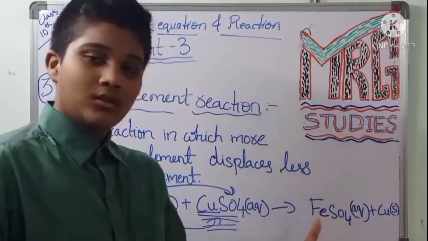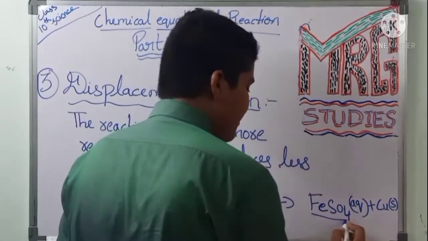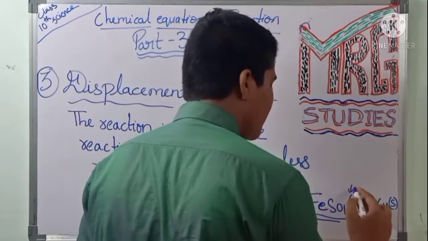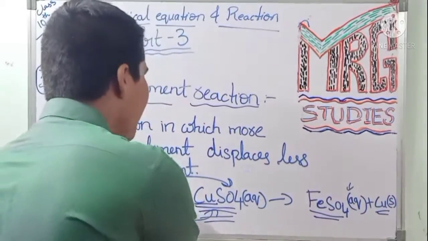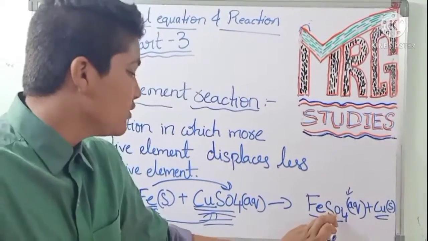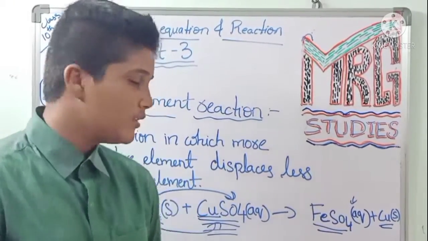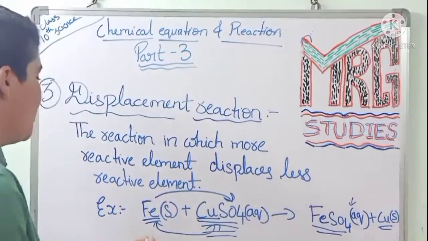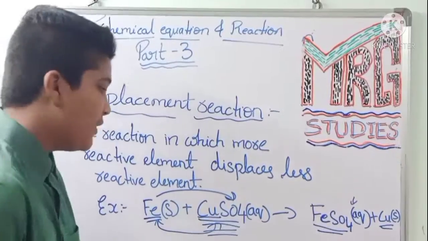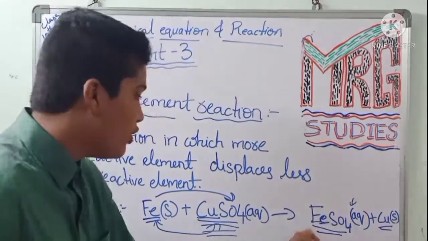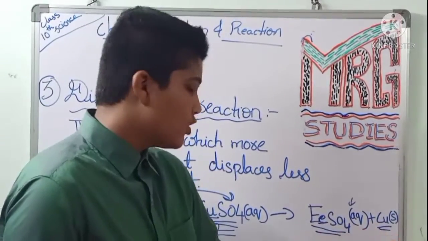After the chemical reaction, the iron will go together with sulfate and the copper will go away from this substance, so the copper will be separated. In the solution after the chemical reaction, what did we get? Iron sulfate, which is aqueous, and copper. Iron has come to the sulfate, which means iron is more reactive than copper. As in the definition, the more reactive element displaces the less reactive element. So we got iron sulfate plus copper.